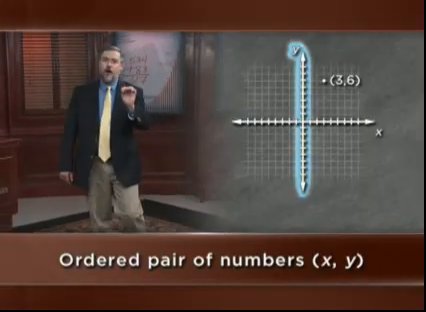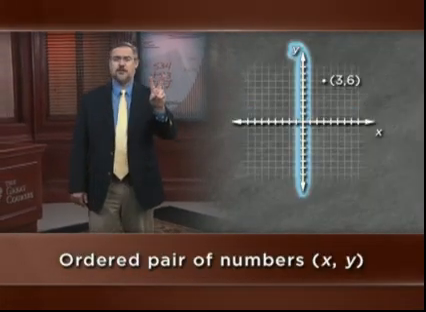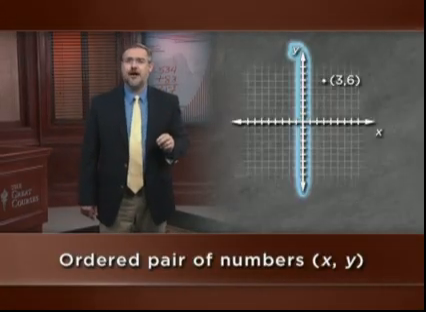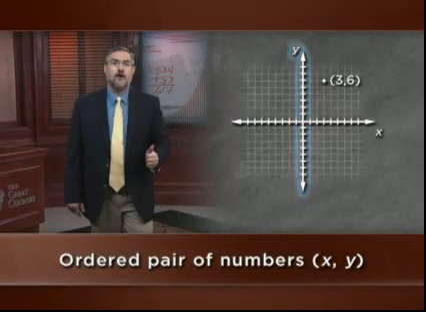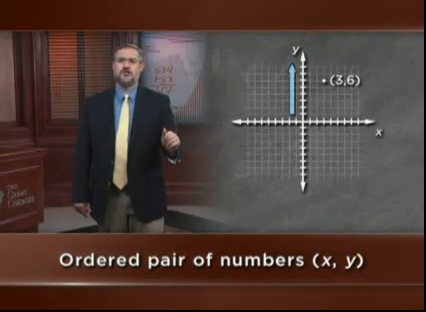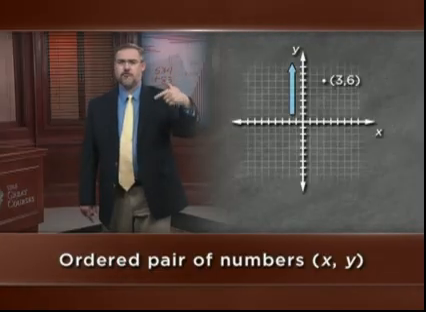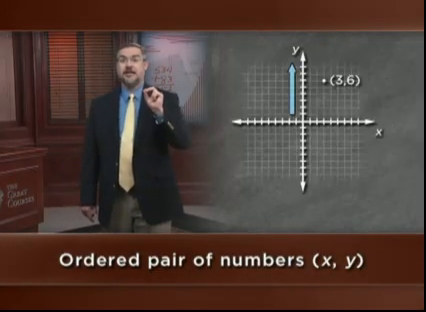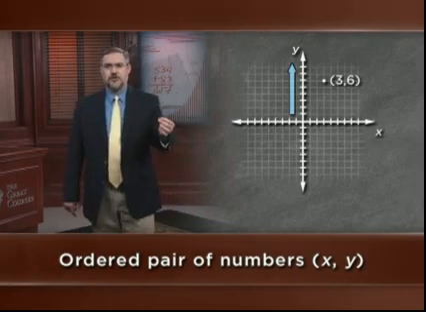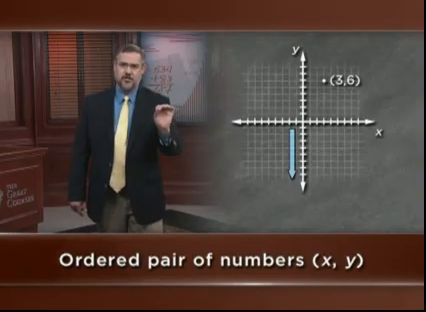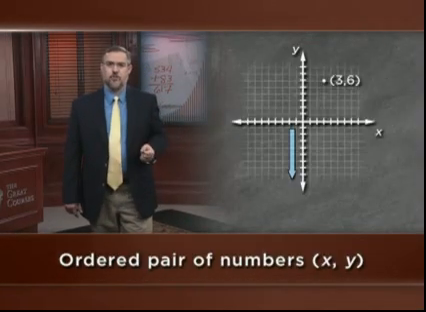Well, if the y-coordinate, that's the second number in my ordered pair, is positive, then I'm going to move up the vertical axis from the origin, that many units, however many units the y-coordinate states. If the y-coordinate is negative, then I'm going to start at the origin and move down that vertical axis that many units.